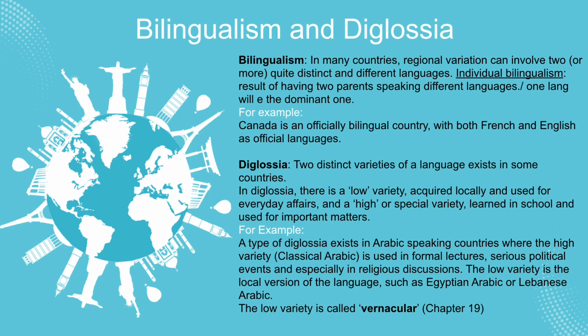For example, a type of diglossia exists in Arabic-speaking countries, where the high variety, or classical Arabic, is used in formal lectures, serious political events, and especially in religious discussions. The low variety is the local version of the language, such as Egyptian Arabic and Lebanese Arabic. The low variety is called vernacular. You can see vernacular in chapter 90.